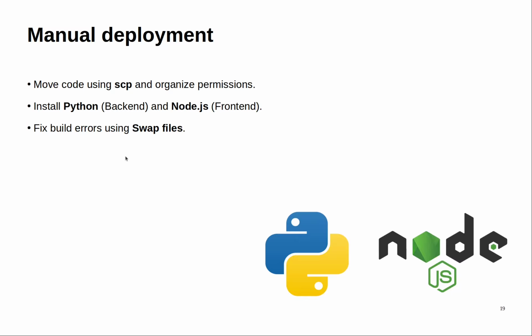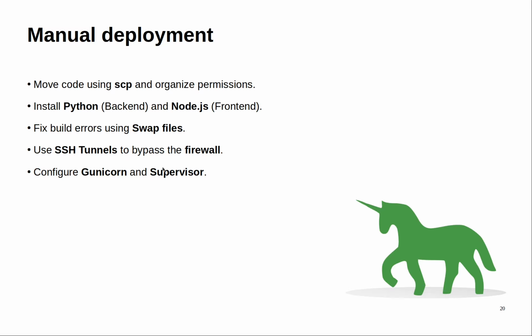I'll show you how to set up swap memory. This is an important step for smaller servers in order to prevent out-of-memory crashes during the build process. We will use SSH Tunneling to securely preview the application on your local browser before opening it to the public. And finally, we will configure Uvicorn and Supervisor to make the backend robust and production ready.